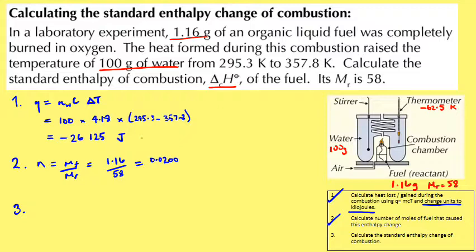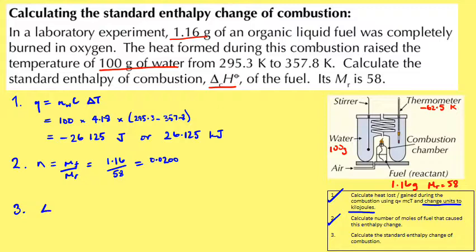We're just going to go back to step 1, and we're going to convert our joules into kilojoules. So kilojoules is going to be 26.125 kilojoules. Now we can use the kilojoules number in our 3rd step. So we're calculating the standard enthalpy change of combustion, i.e. how much energy we get from burning 1 mole of the fuel.